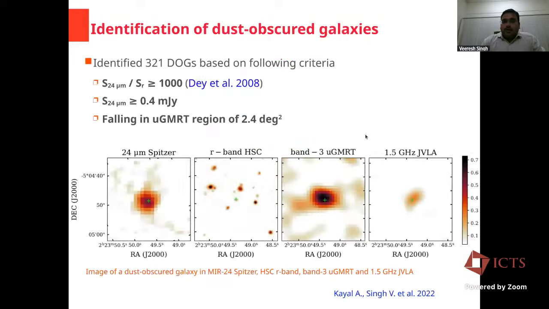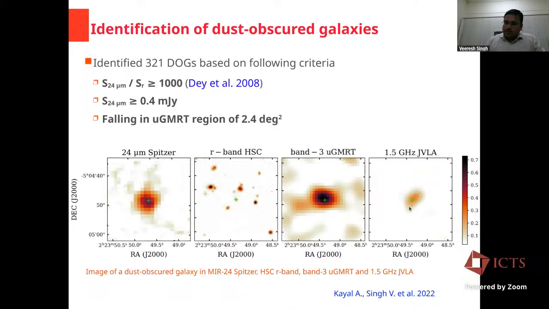So we could begin with a sample of 321 dust obscured galaxies using this criteria, which are falling in the uGMRT region. And this is one case I'm showing you that these are bright in 24 micron, but you could barely see them even with the Subaru R-band Hyper Suprime-Cam image. The typical R-band magnitude is around 24, 25, or 26, and some of them are in fact much fainter. And with the uGMRT, we could get a very bright emission.